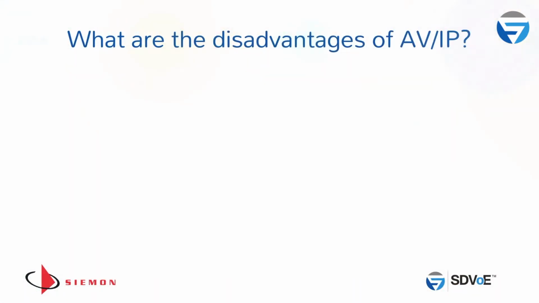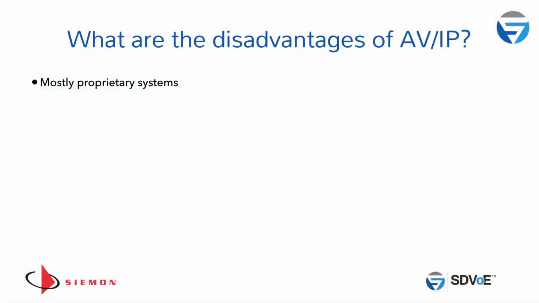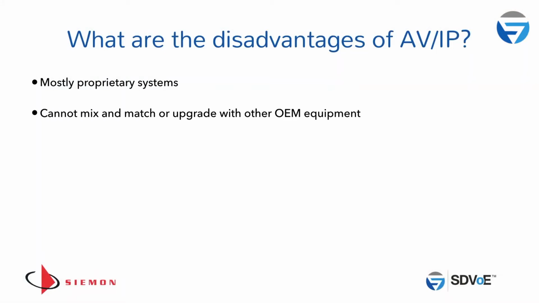So the disadvantages of AV over IP. Here's the difference between AV over IP and what SDVoE is trying to do. Most of the AV over IP systems right now are proprietary systems. There are a lot of large OEMs here. You can't mix and match Crestron with Extron, with Adlona, or any of the other devices that are out there. You're stuck with a complete end-to-end solution if you pick one particular vendor.